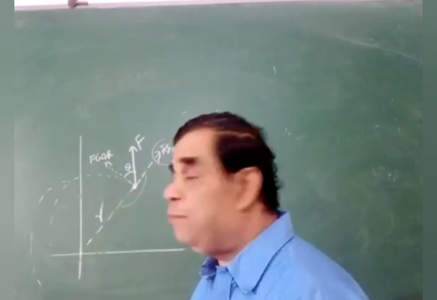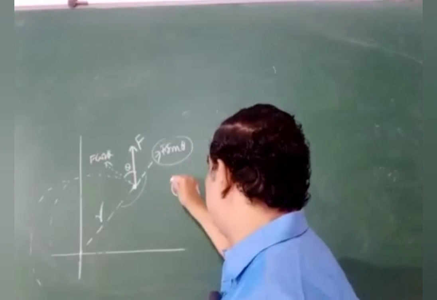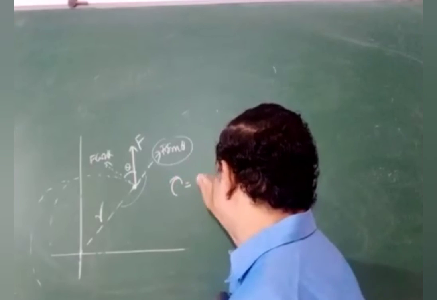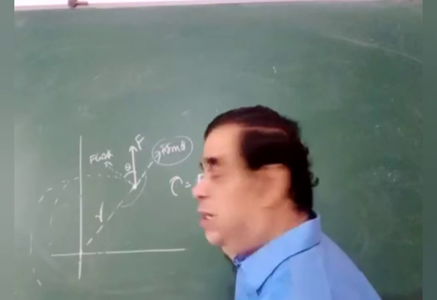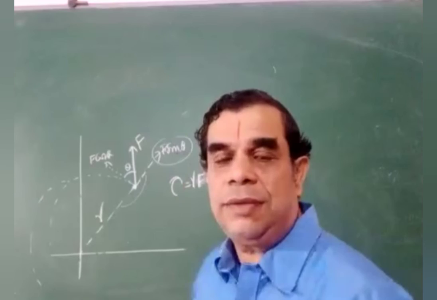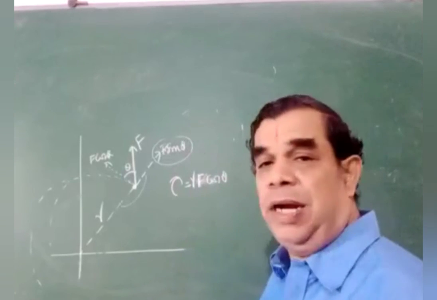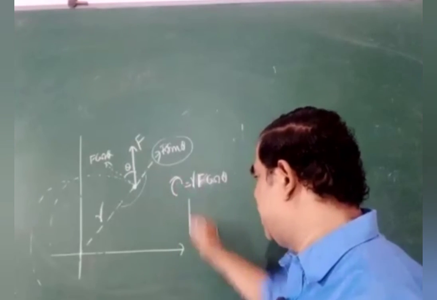What else is there? Only this component. What is that? Say I write torque: F cos theta into R. I write RF cos theta. RF cos theta. Got the point? RF cos theta. Let it be there. We'll keep it aside.